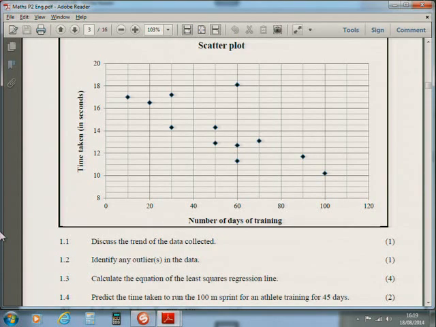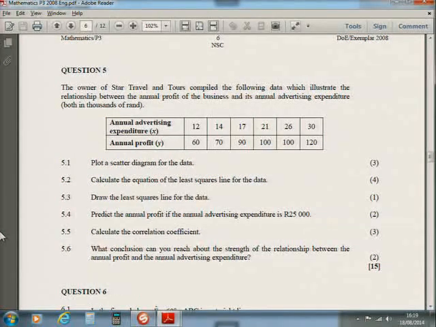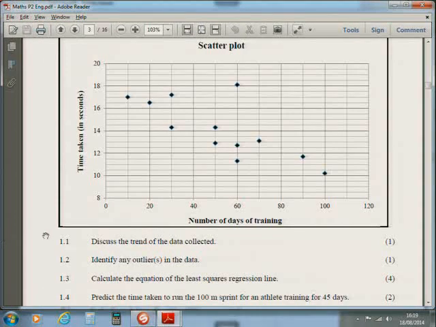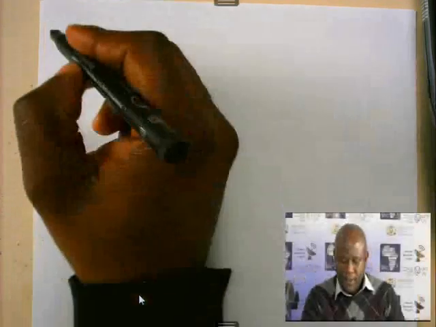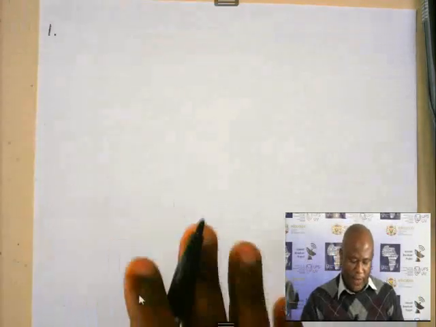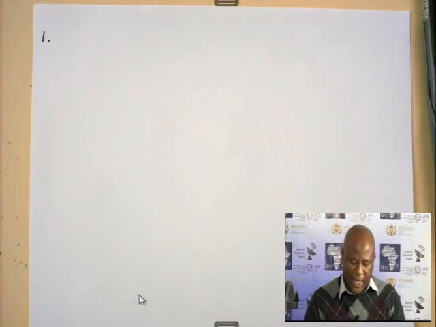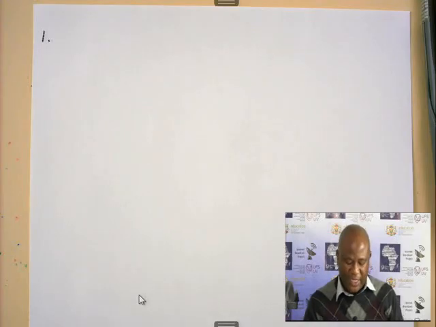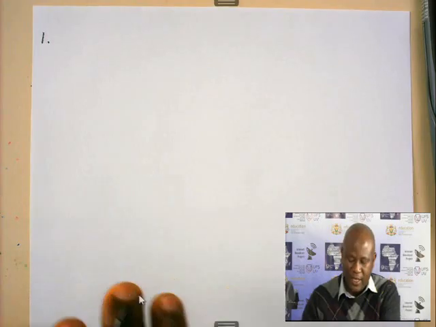I'm sure you have talked about it already. I don't know if you really want us to write that down, but we have talked about the trend already. Maybe we can check our screen here. Discuss the trend. Are you in agreement? Can we agree that as the number of days the athlete used to train increases, the time taken to complete the race becomes very, very little?